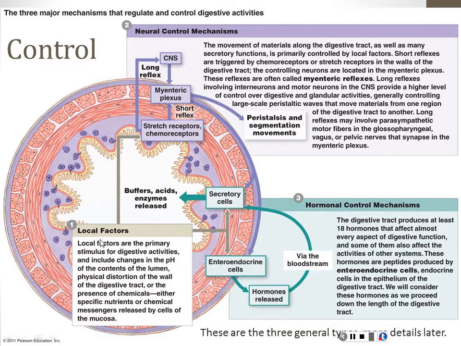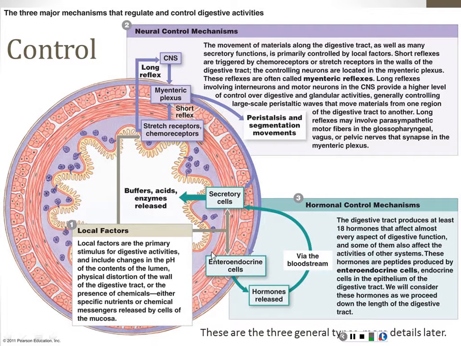Okay, so that's local factors number one. The digestive tract has a nervous system of its own. We call that the enteric nervous system, which I'm not sure is a phrase used in here, but it should be, the enteric nervous system. It's beyond our scope of detail, but the digestive tract has two separate nerve plexuses. A plexus is a complex network. So there's a complex network in the submucosa, and there's another complex network further out.